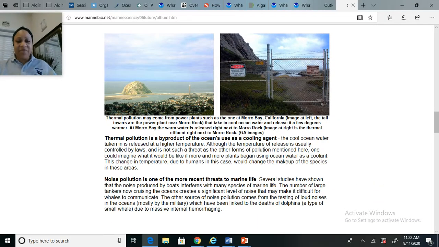So we have thermal pollution, which can be your climate changes, cool ocean water taken in is released at a higher temperature.